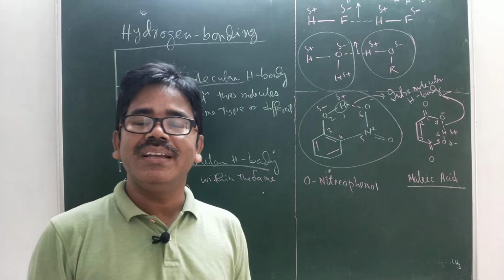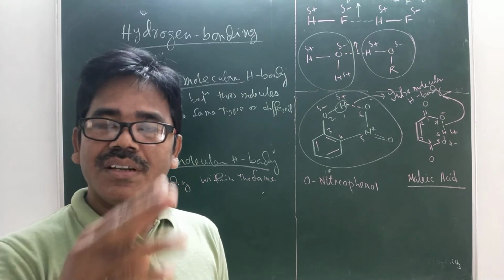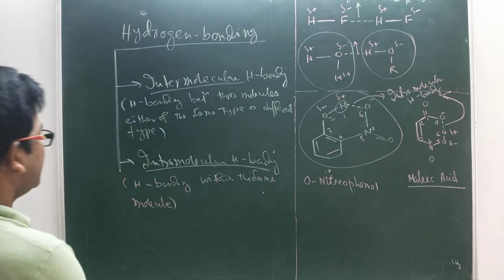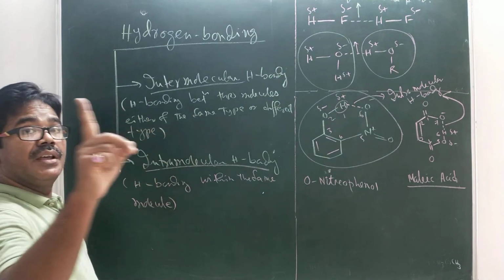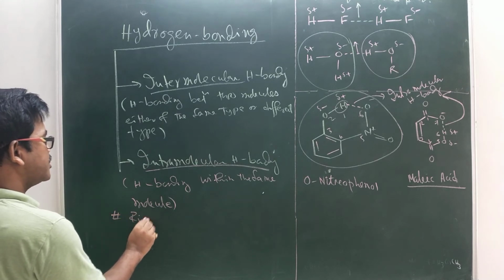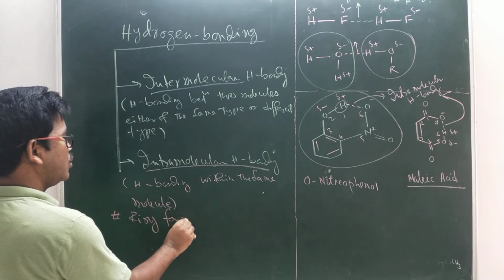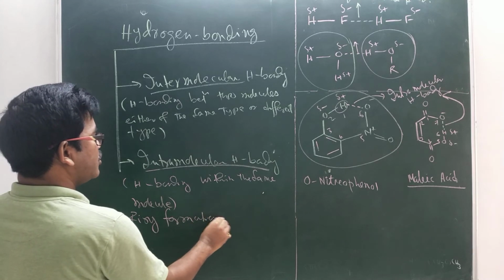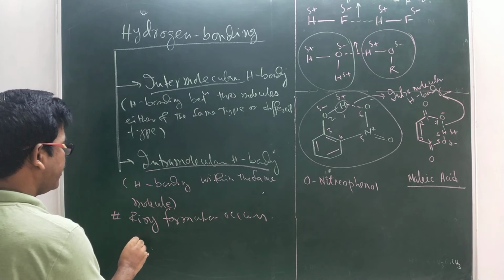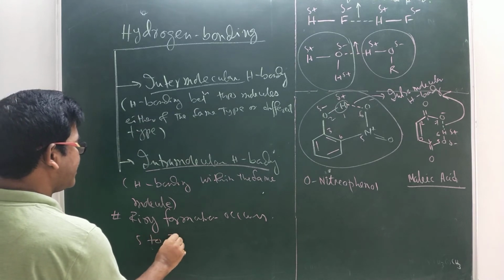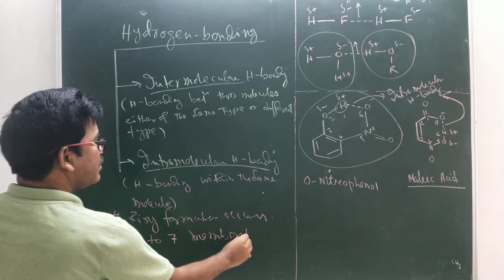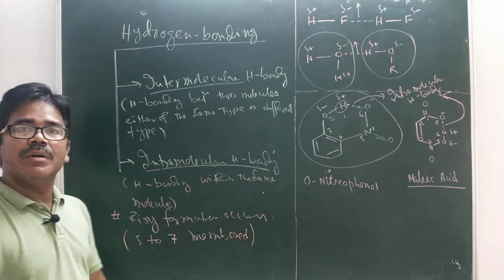The size of the ring ranges from 5 to 7 members. Due to intramolecular hydrogen bonding, ring formation occurs, and the size of the ring ranges from 5 to 7 atoms.